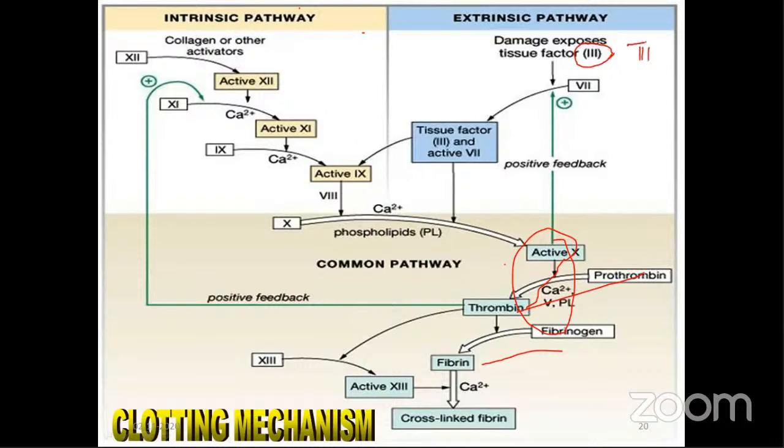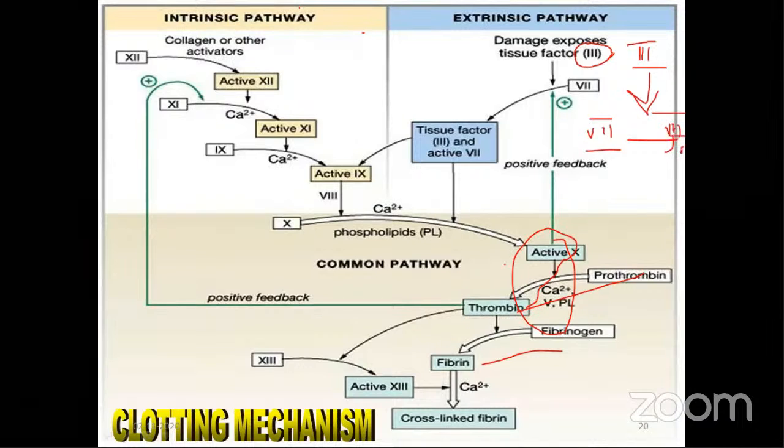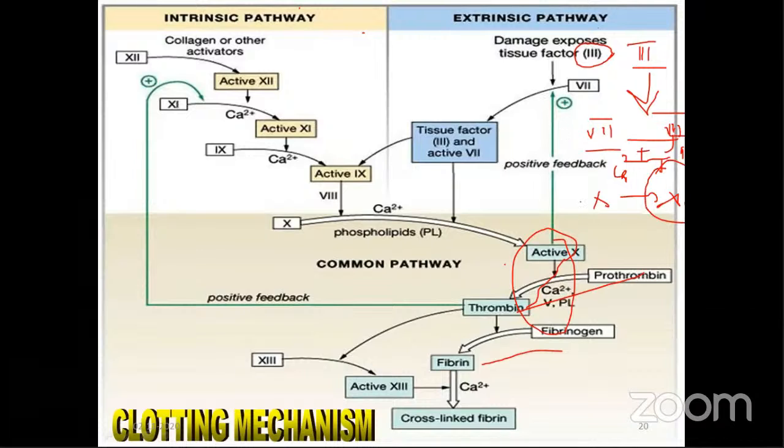Clotting factor number 3 in the extrinsic pathway activates factor number 7, and this 7 is converted into 7A. This activated 7A combines in the presence of calcium. It's very important: out of all these steps, calcium is required. So what it does is activate factor number 10, converting it into 10A, and then this 10A will combine with factor number 5. So 3, 7, 10 and 5 are important for the extrinsic pathway.